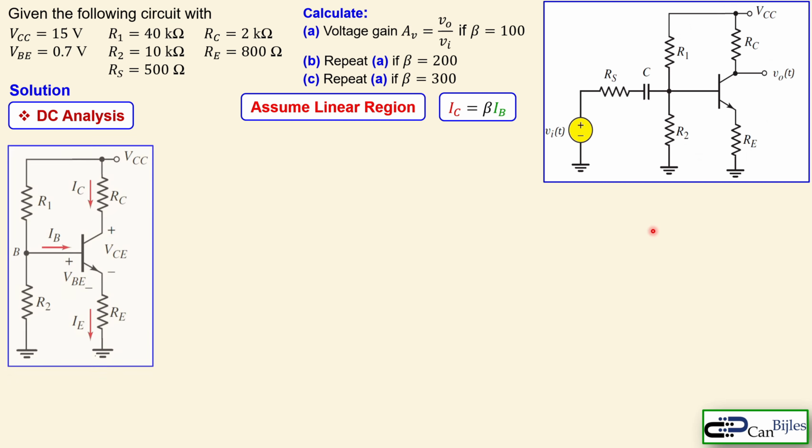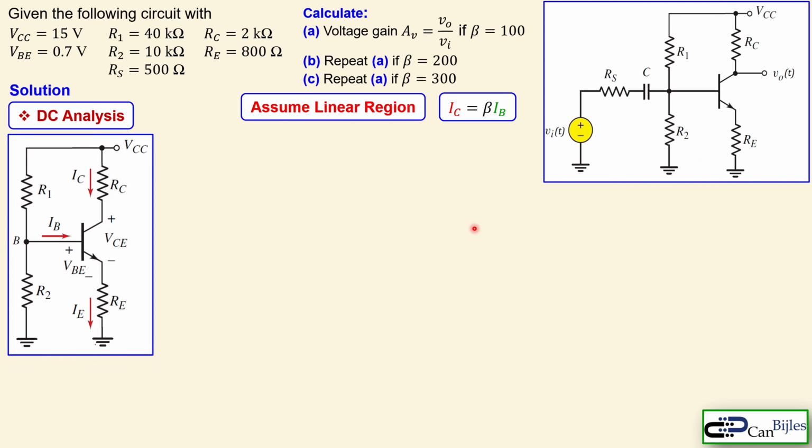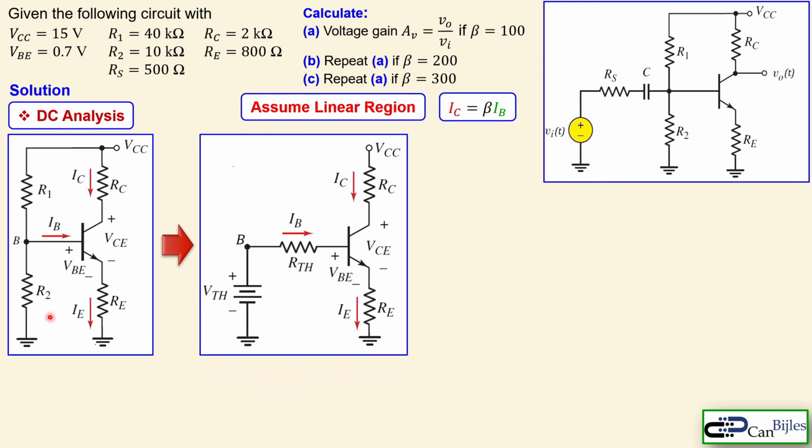You can see that everything is now given in capital letters. So I see the collector current, the base current, and emitter current, and everything also for voltages. We will now further analyze this to determine the DC quantities. First we need to transform this part of the input to the Thevenin equivalent circuit, which is shown here, with VTH, the Thevenin voltage, and RTH, the resistor of the Thevenin equivalent circuit.